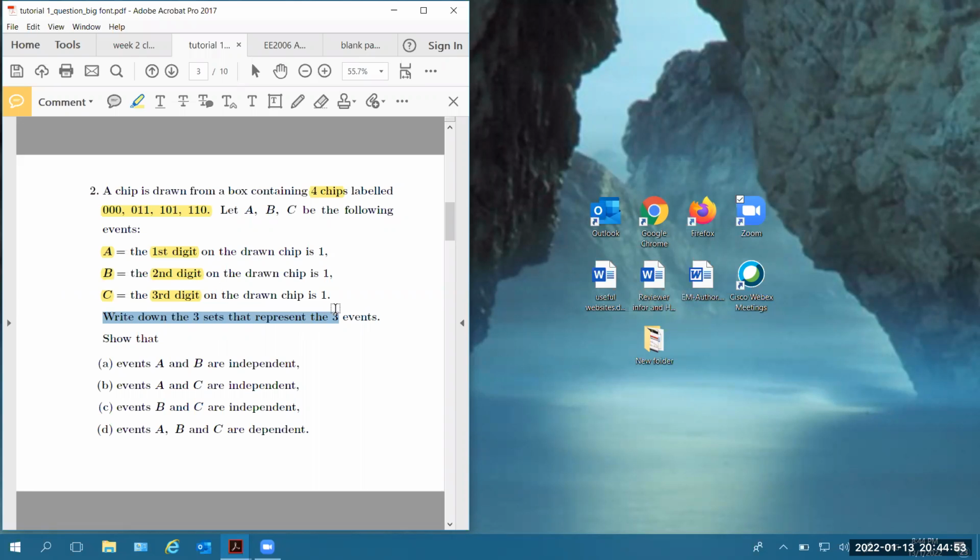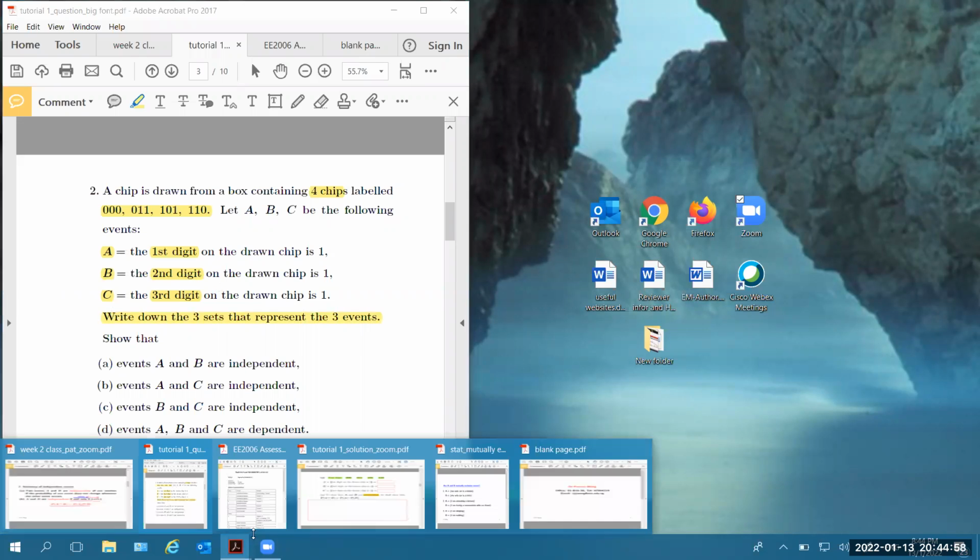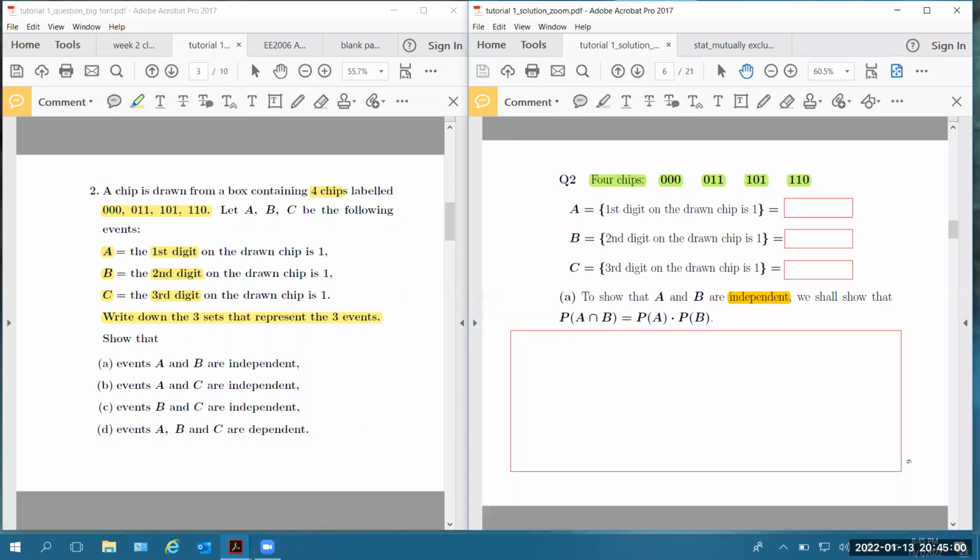Go and write down these 3 sets that represent the 3 events. Okay, let's go to our solution here. Our solution is here. Now you can see, right? Wow, our whole screen is full. The question is here, the solution is here. So you want to write down the events as a set, right?